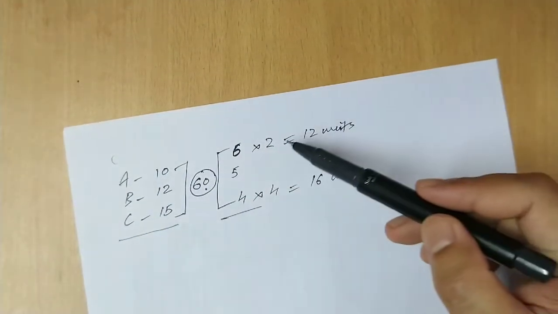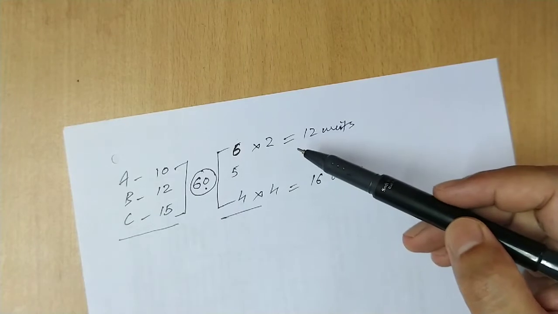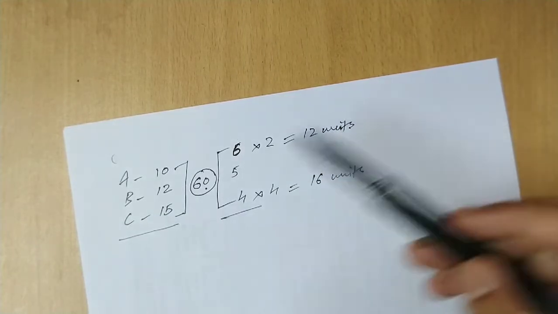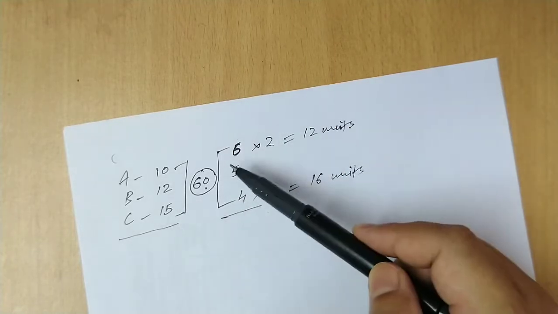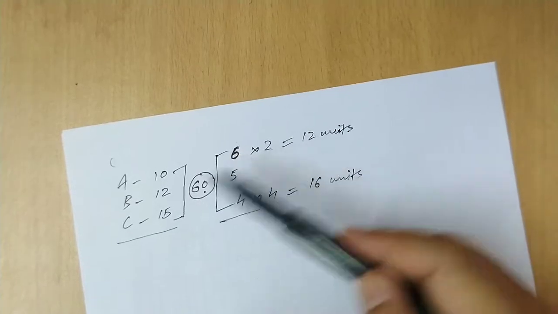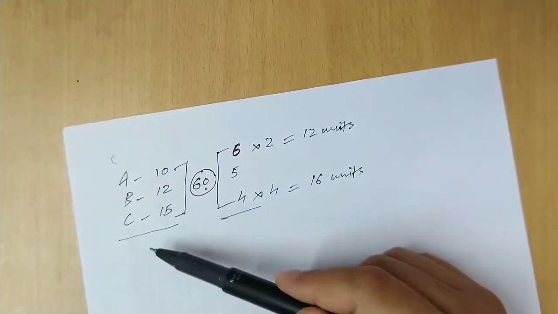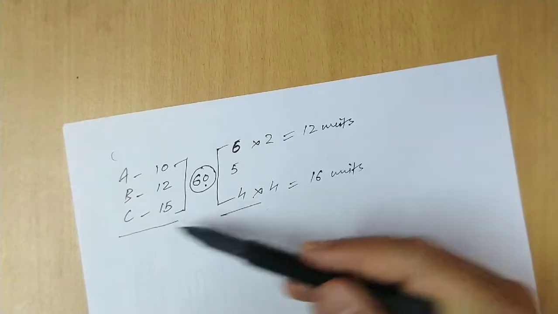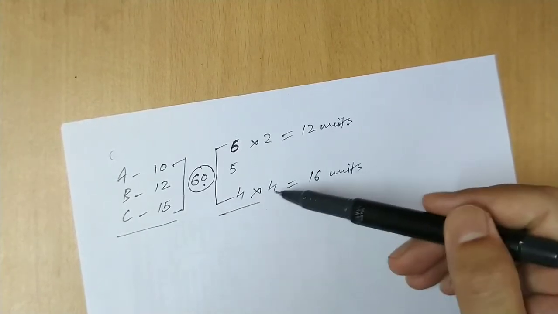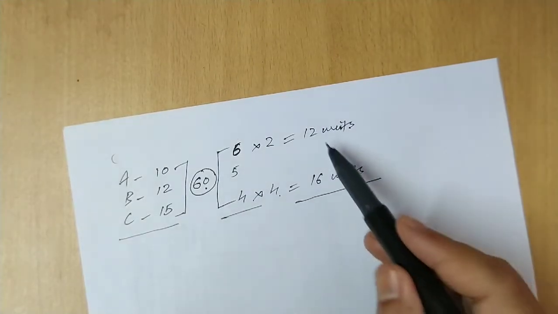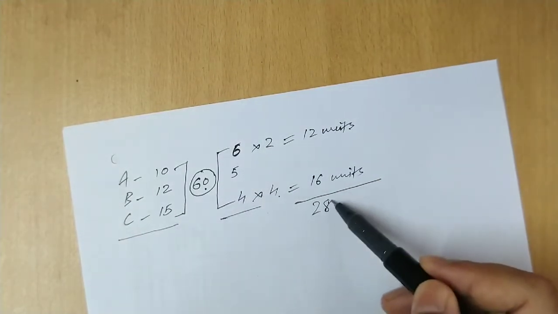A worked for the first 2 days. They start the work together. So A works for 2 days. He is able to complete 12 units. After A leaves, after the next 2 days C also leaves the work. So C is working for 4 days. So 4 into 4, 16 units. So total how many units are done? 28 units.